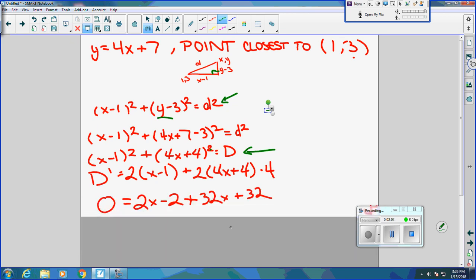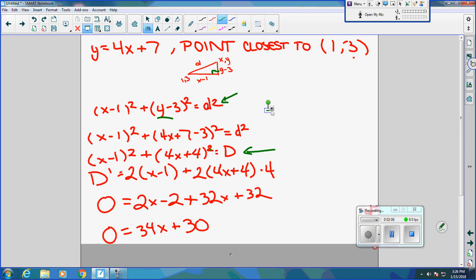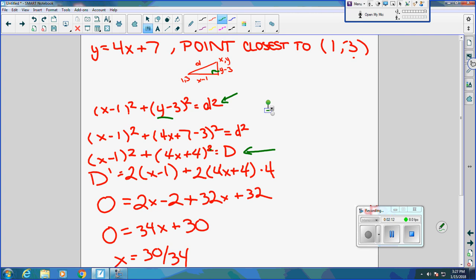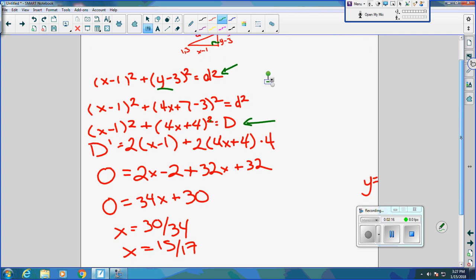And we distribute, we get this. And when we solve it, we should get to this one. And then it's pretty easy. When we do this, if I get rid of it, we get x is 30/34. Or if we simplify that, x is 15/17.